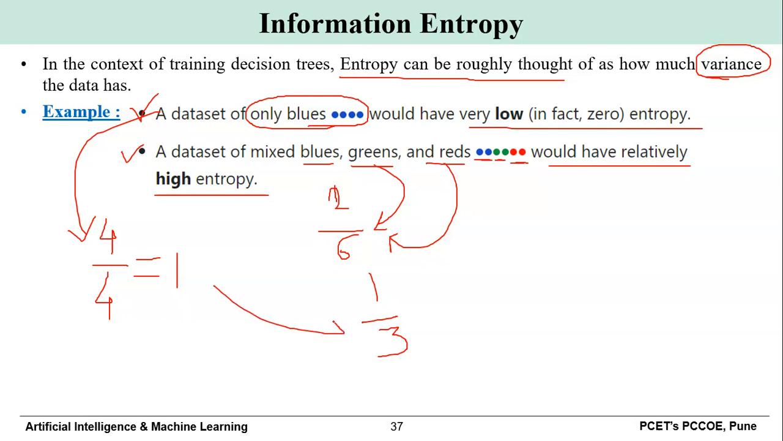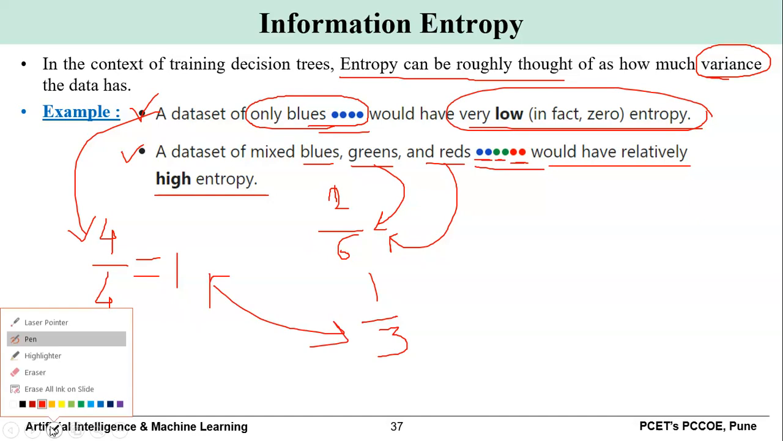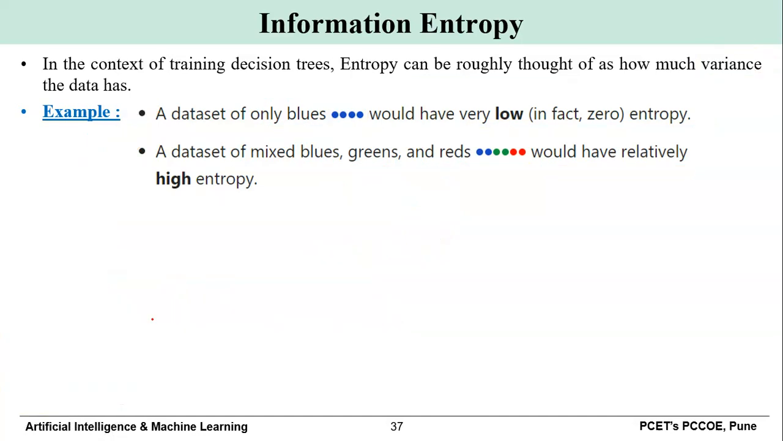So when we compare these two values, then we can say that the entropy is lower in the first example because the variation is less. However, in the second example, there is a lot of variation, so entropy is at the higher end.